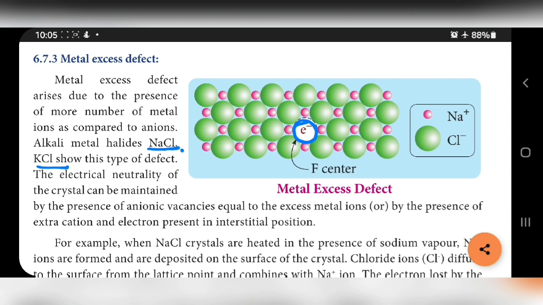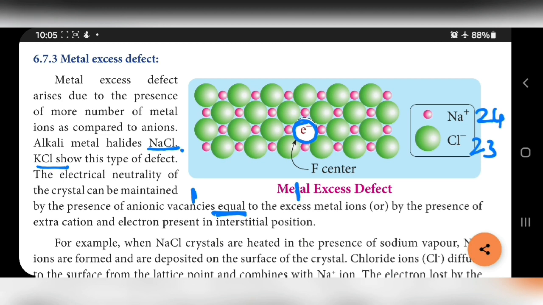How many anionic vacancies are there? Only one anionic vacancy, which is equal to the excess metal ion. Totally how many metal ions? 24 sodium and 23 chlorine. So one metal ion is present in excess. So one anionic vacancy is equal to one excess metal ion. Both are equal.